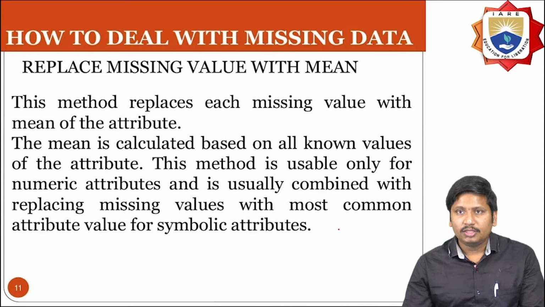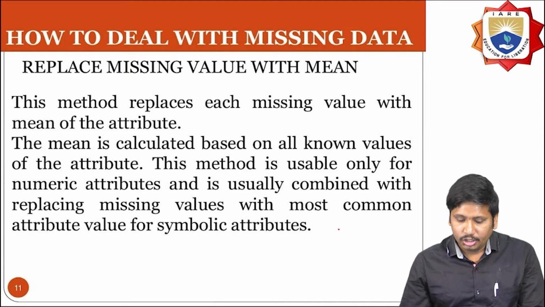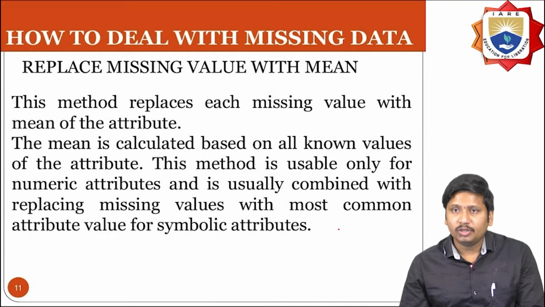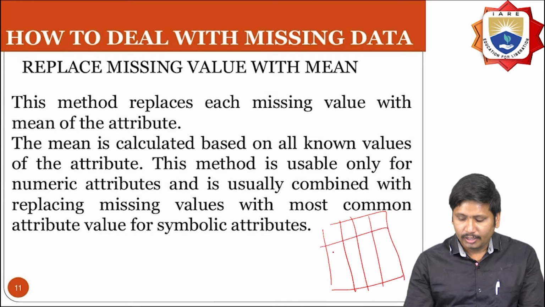So in this method, whatever data is missing in the table is going to be replaced with the mean value. The constraint here is that the table should always contain numerical values. Here we are not going to maintain any kind of strings or names, whatever it is. In that case this method is not going to be applicable here.